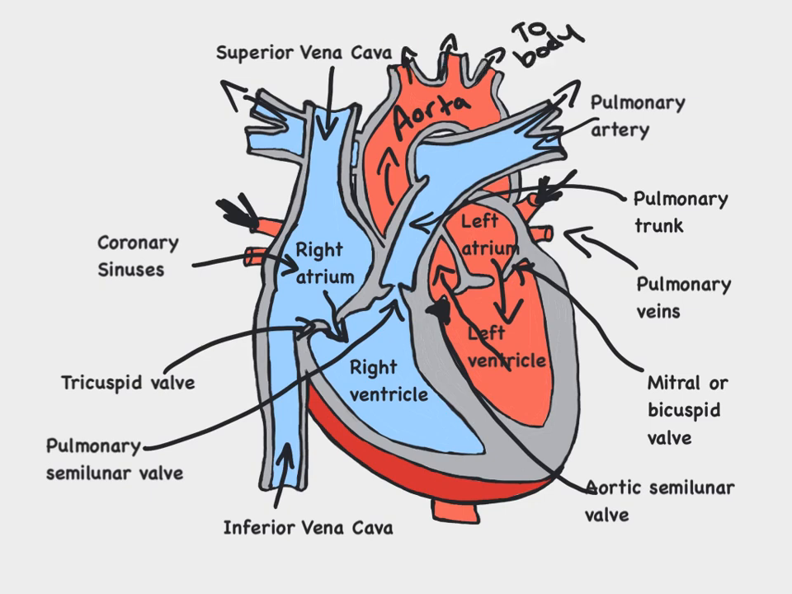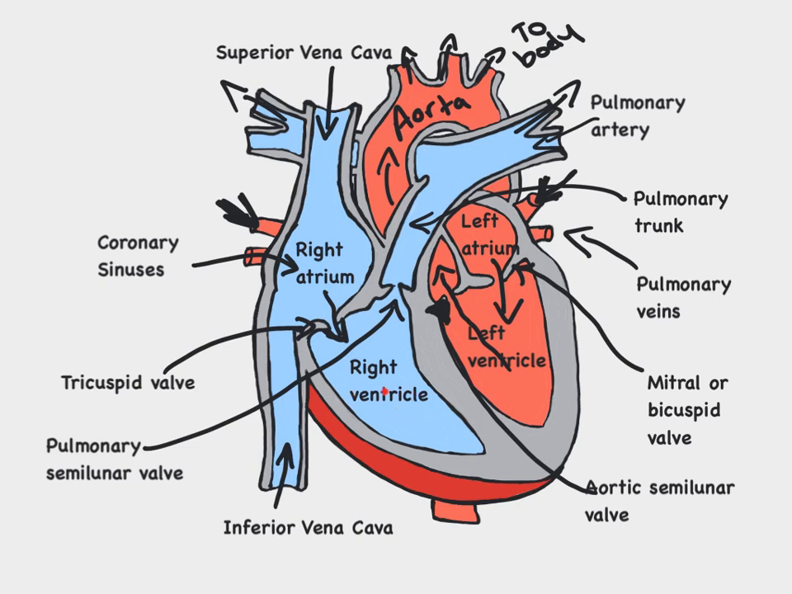So let's go through this one more time real quick while it's all up and fresh in our memory, and then I'm going to talk about a few facts while we're looking at this, okay? So deoxygenated blood comes from the body to the right atrium, and it does so through the superior vena cava, the inferior vena cava, and the coronary sinuses. All put that deoxygenated blood into the right atrium. From the right atrium, it goes through the tricuspid valve into the right ventricle.